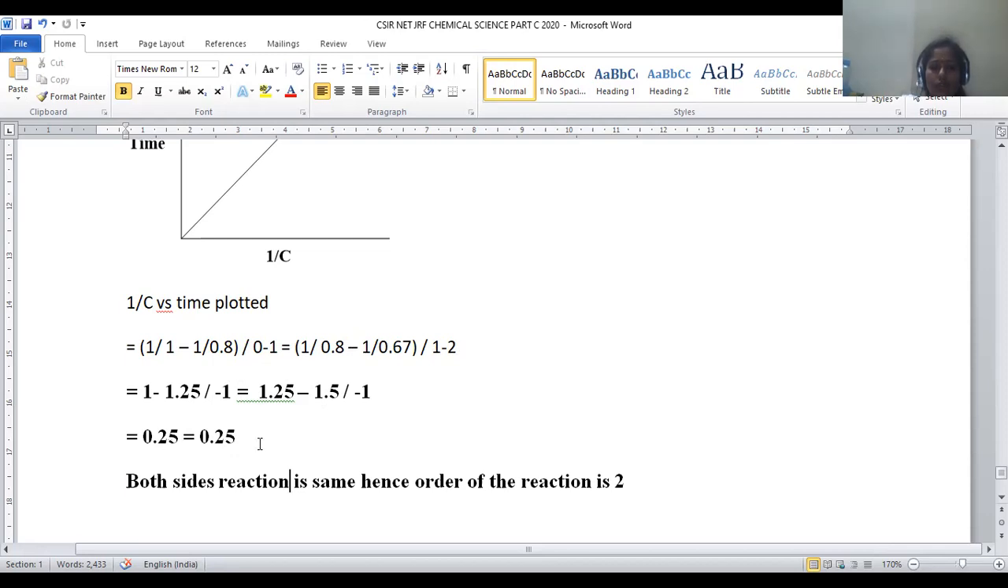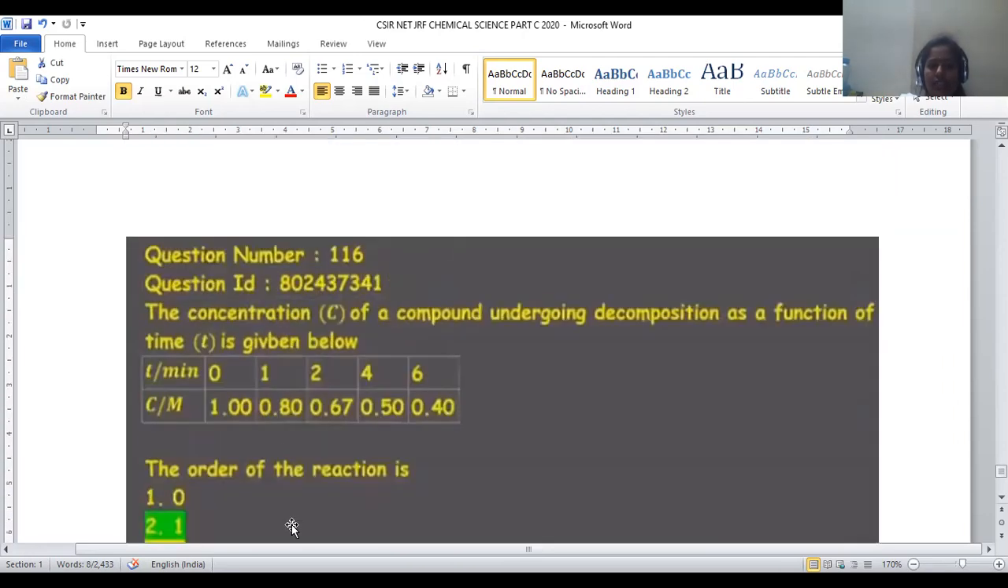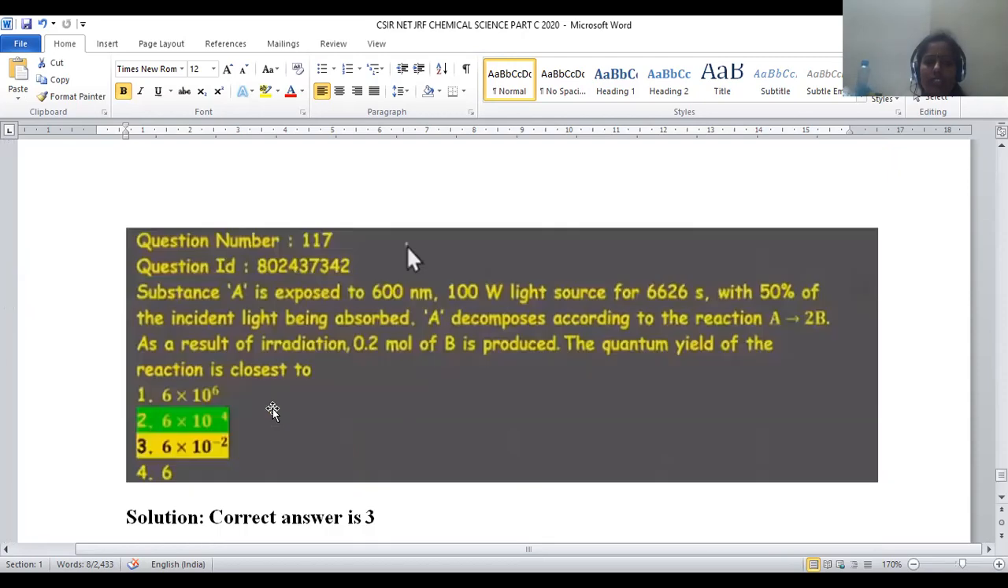Both sides we got the same values. Hence it is very clear that this is a kind of second order reaction. This is a part of second order reaction. That's the reason why for question number 116, option number 3 will be the right answer. So it is a kind of second order reaction. Okay, so let us move on to the next question, 117.